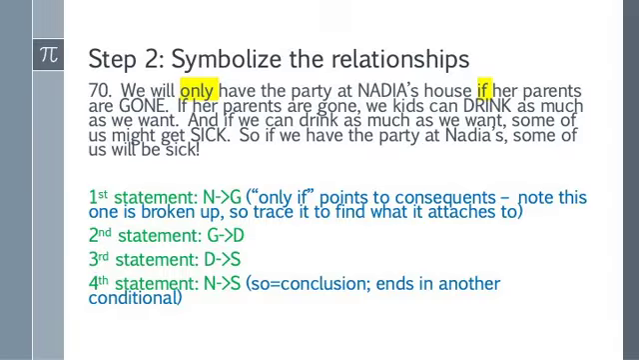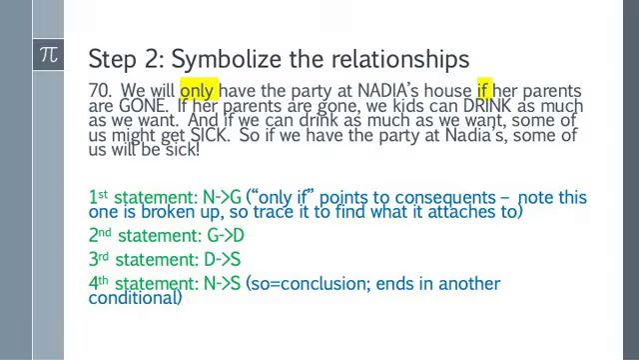In the first statement, this is a little bit tricky because the "only if" points to the consequent, which comes after the arrow. But this one is broken up. So if you see "we will only have the party at Nadia's," you might think the N goes after the arrow. However, notice the "only if" is broken up, and you have to trace it and see that it's only if her parents are gone. That's how you know that the G comes after the arrow, because "only if" points to the consequent. You have to trace it to find what it attaches to.